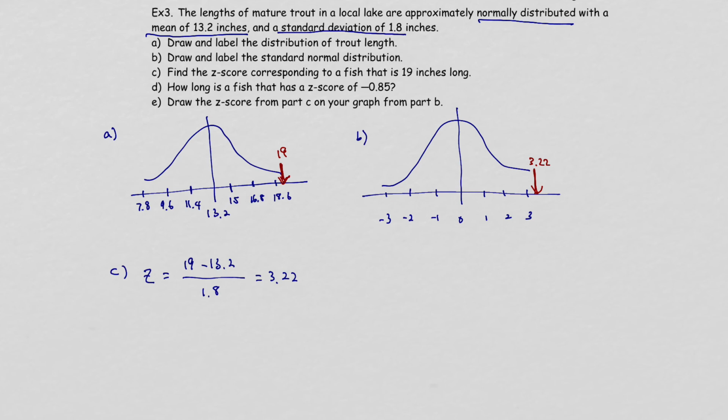What about D? How long is a fish that has a z-score of -0.85? So -0.85, that's going to be somewhere here. So I know that's going to be between 11.4 and 13.2, right? But we're going to do algebra, right? So the z-score is -0.85. You wanted to find the actual length.